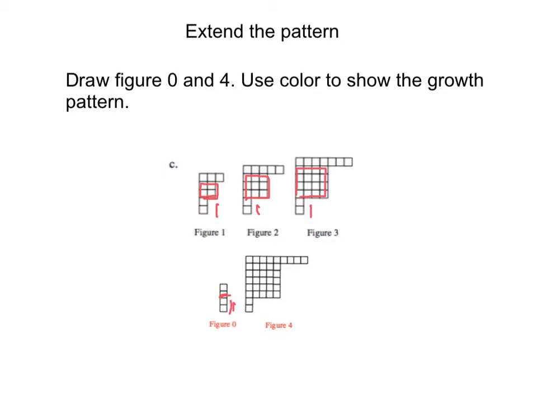Okay, and then the top row went from 7 to 5 to 3, so it goes to 1. That's how I came up with 4, like that. And then figure 4, here's my square, got 2 along the bottom, and so it went from 7 to 9 along that top row. So how'd you do with that one?